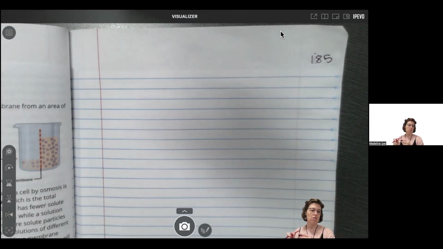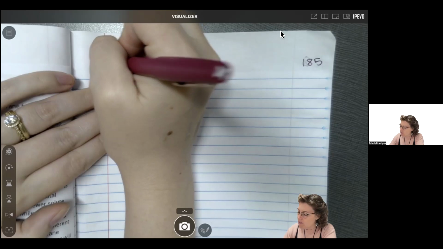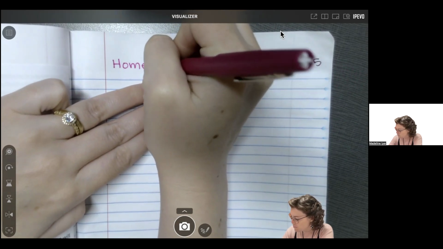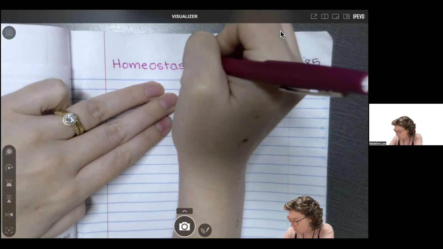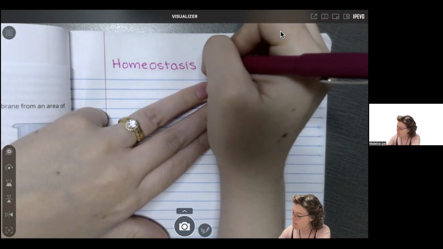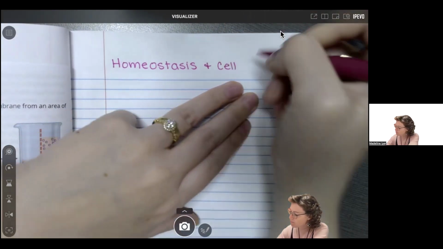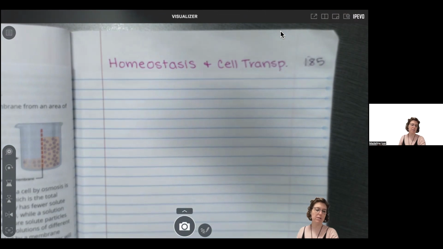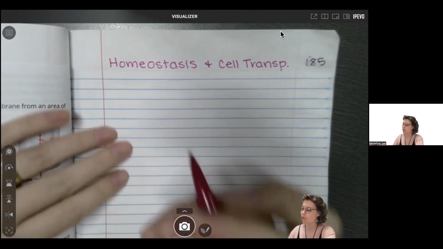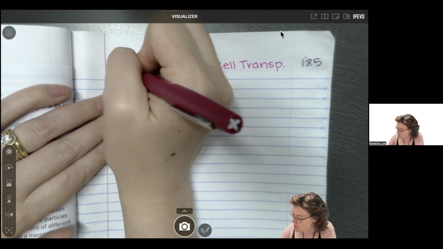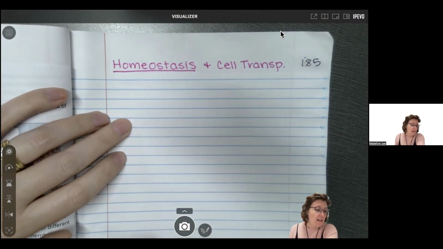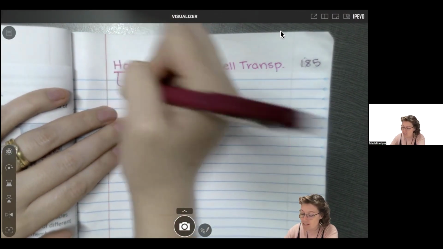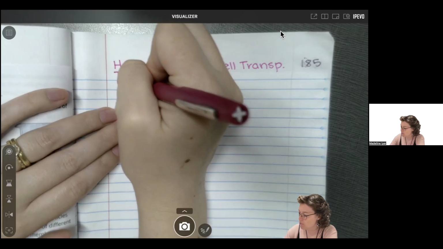Great. So this is going to be homeostasis and cell transport. Homeostasis and cell transport. Oops, we ran out of space. Homeostasis and cell transport. So homeostasis is the idea that cells and entire organisms like you and me must maintain steady internal conditions. You remember that from the first unit, I hope.